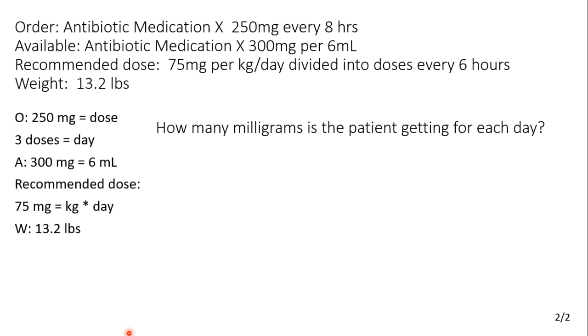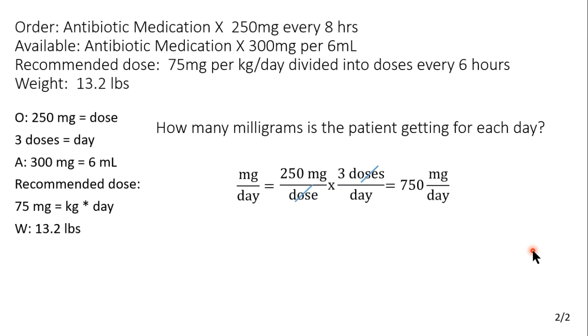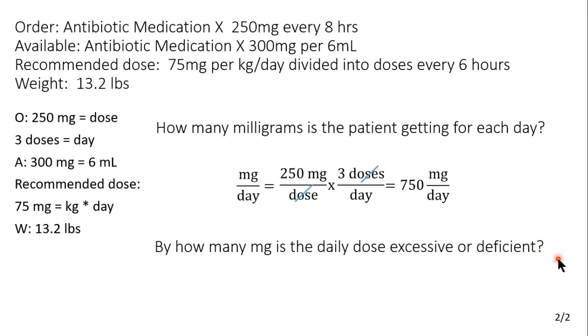All right. Let's go through this one. So we want to know how many milligrams the patient is receiving each day. So the order was for 250 milligrams per dose with 3 doses a day. So the doses cancel out. We have milligrams per day. So we just multiply 250 times 3, which is 750 milligrams per day. And our last question is, by how many milligrams is a daily dose excessive or deficient?